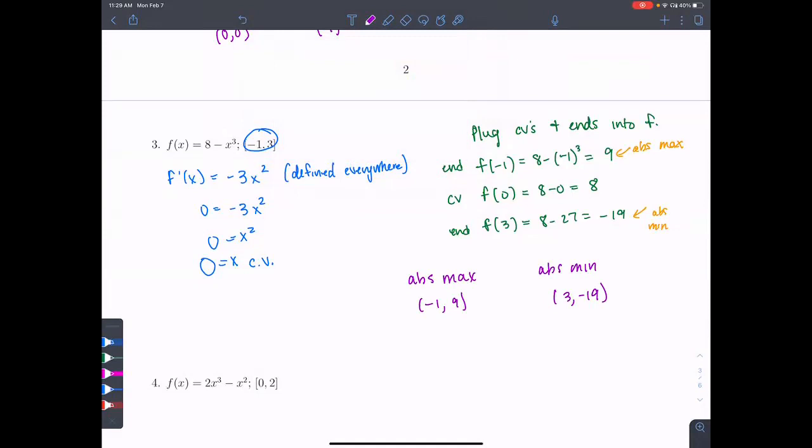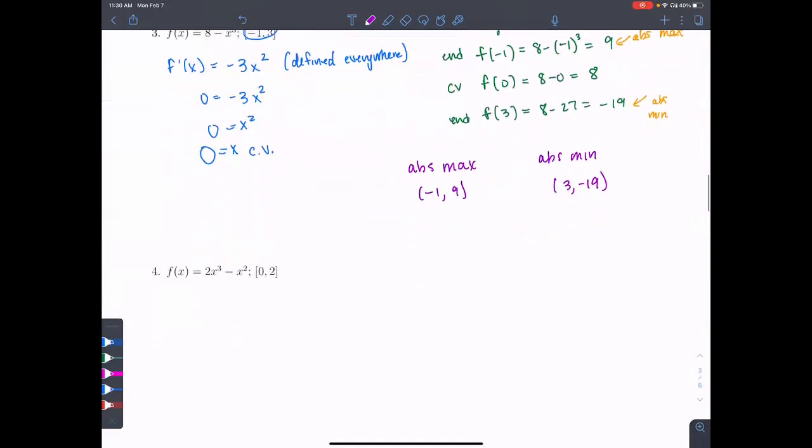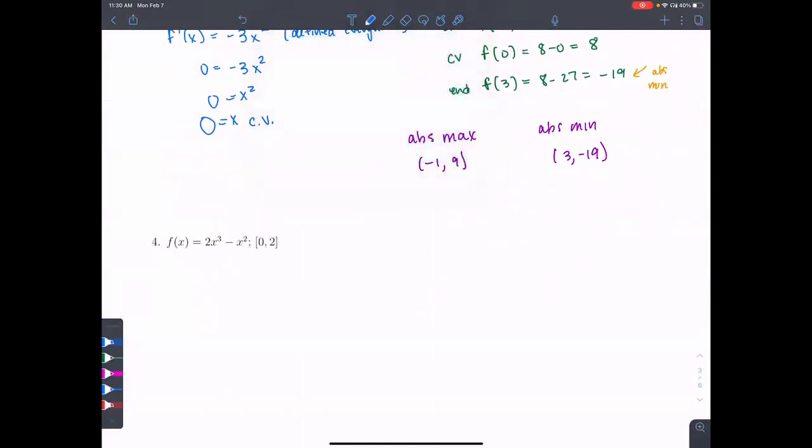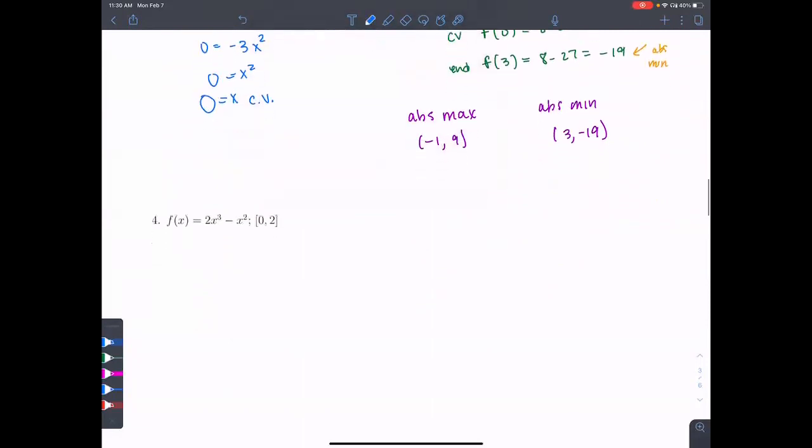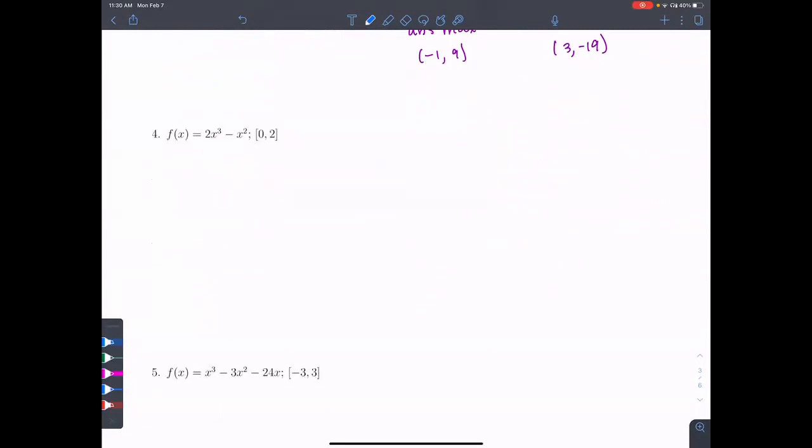All right. Number 4, doing the same thing again, take a derivative, find the critical values, or where the derivative is undefined, plug those and the endpoints into f to see which is biggest and which is smallest for absolute extrema. So f prime of x here, this would be 6x squared minus 2x. Exponent down front, decrease it by 1, and then do that again. All right, this is defined everywhere, so you don't need to worry about discontinuities, places where the derivative is undefined.